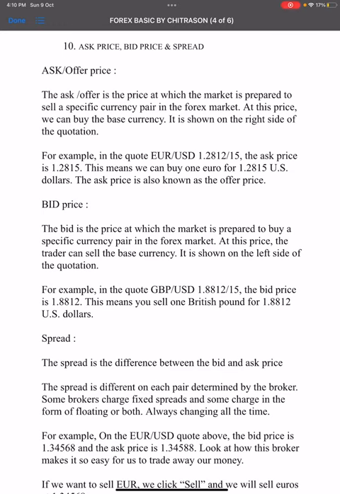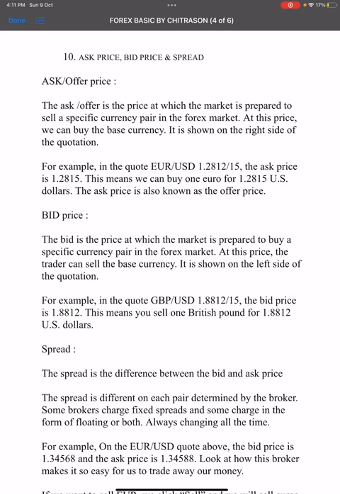So for example, in the quote GBP/USD 1.8812/15, the bid price is 1.8812. This means you sell one British pound for 1.8812 US dollars.